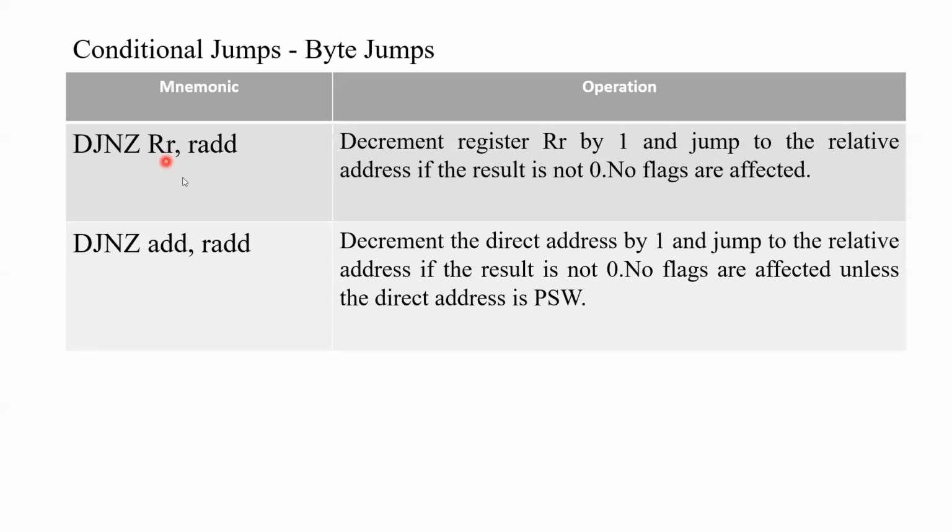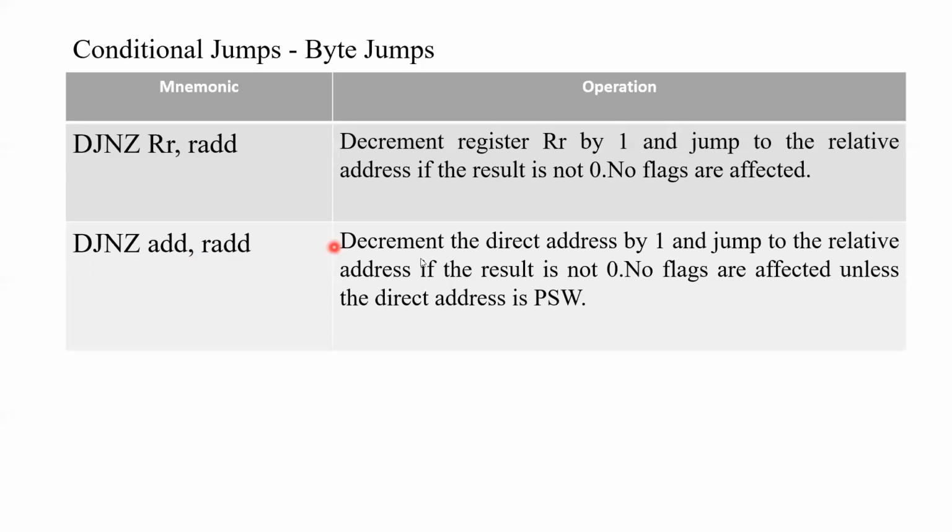First it will decrement the contents of Rn. How will it decrement? It will decrement by 1. Once it decrements by 1, it will compare whether the content of Rn is equal to 0 or not. If it is not 0, jump to the relative address. For this instruction, no flags are affected.